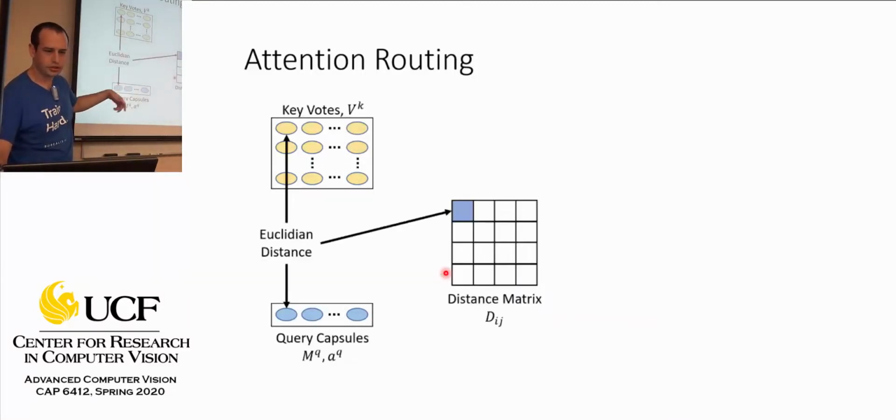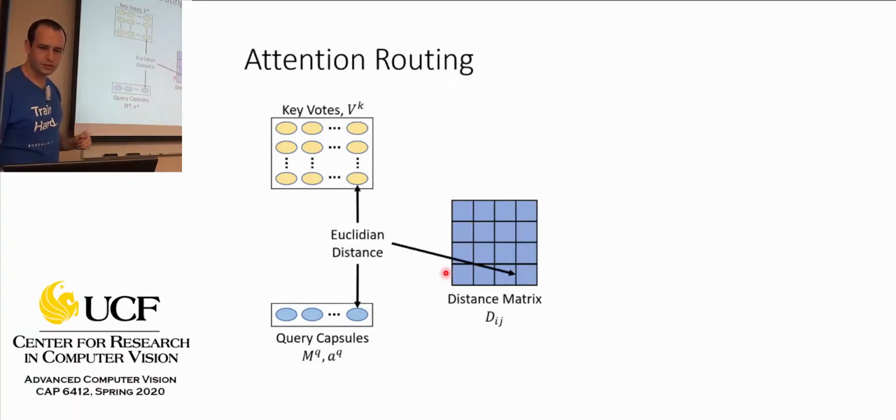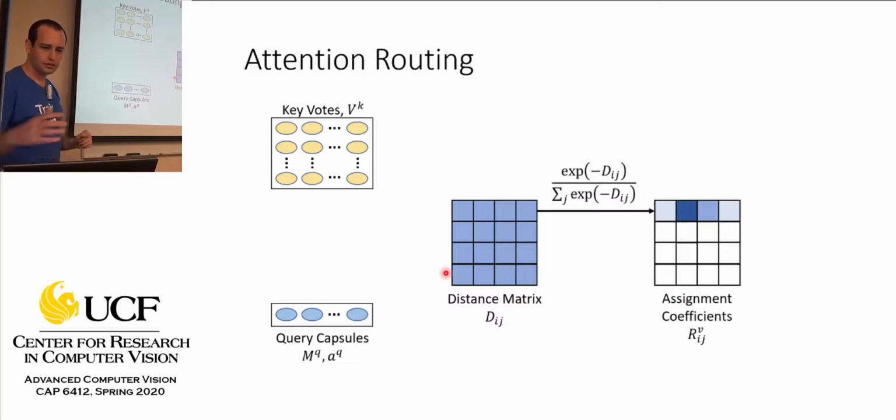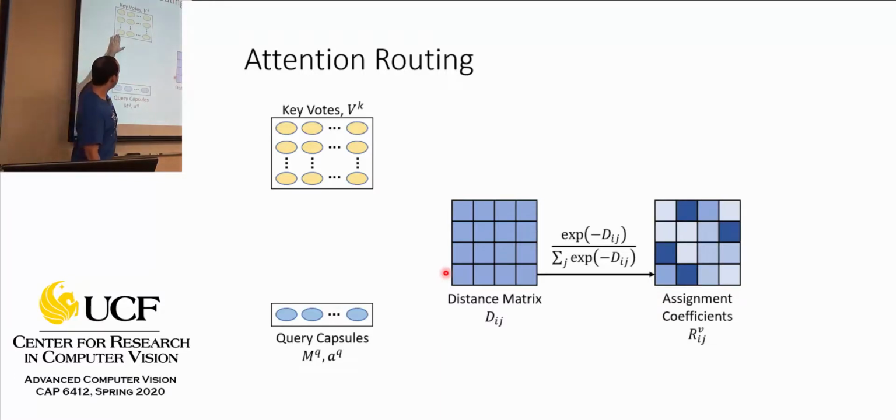So if we can compare them, we can do the following. We could just compare them simply by measuring some Euclidean distance between each query capsule and the corresponding vote, and get some sort of distance matrix. And then using a softmax, we can find basically the attention. So we could find which key votes correspond to that object in the first frame, right? So which object in the video corresponds to this object of interest, and we could get some sort of attention map.